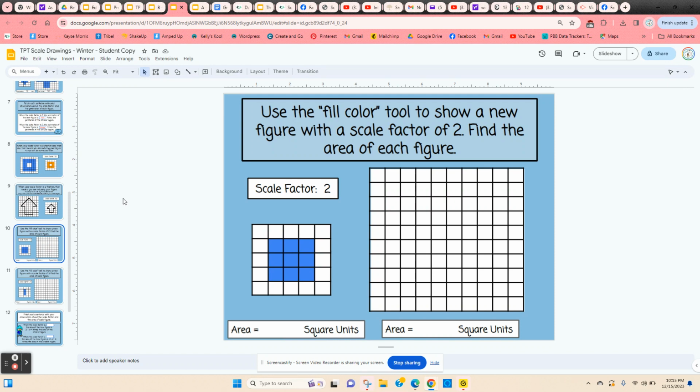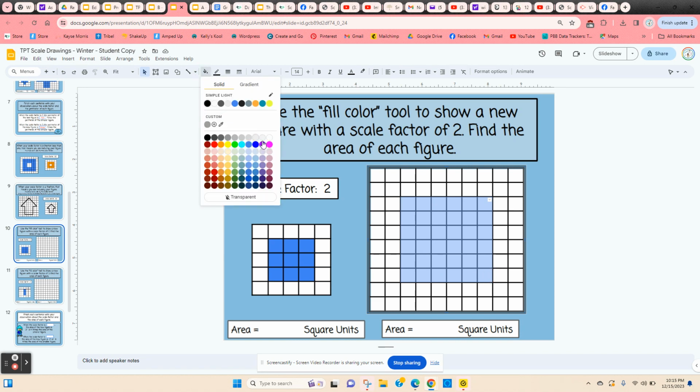Now the next thing we're going to do is look at area. What happens to the area when you change the size of a figure? So we're going to start with just an easy rectangle, or a square actually. So it's 3 by 3. If the scale factor is 2, it's now going to be 6 by 6. So they're just going to create a 6 by 6 square. Fill it in with the color.